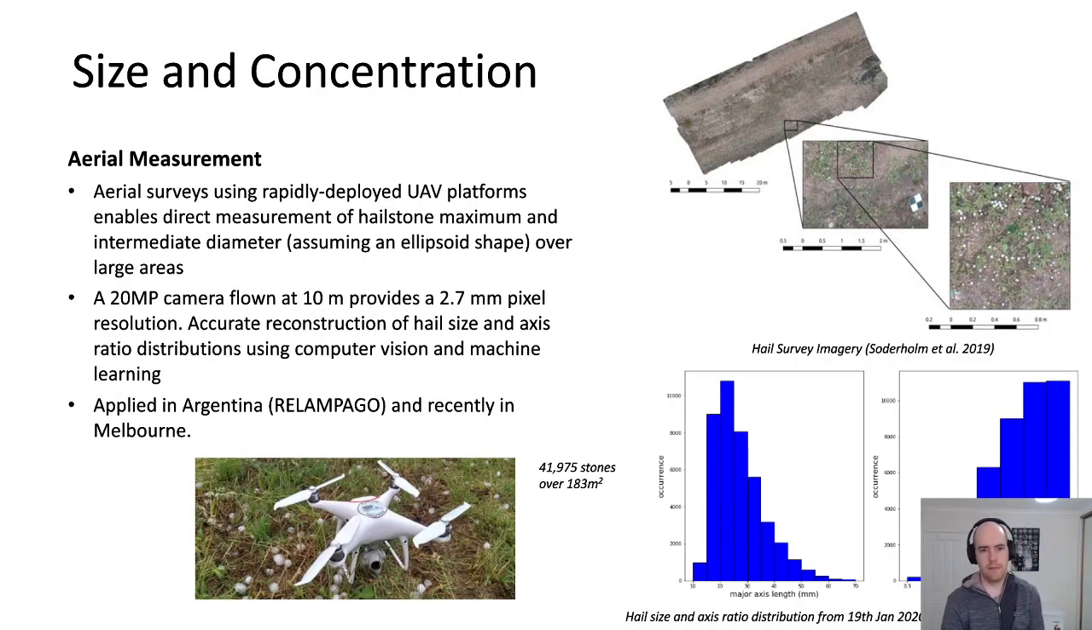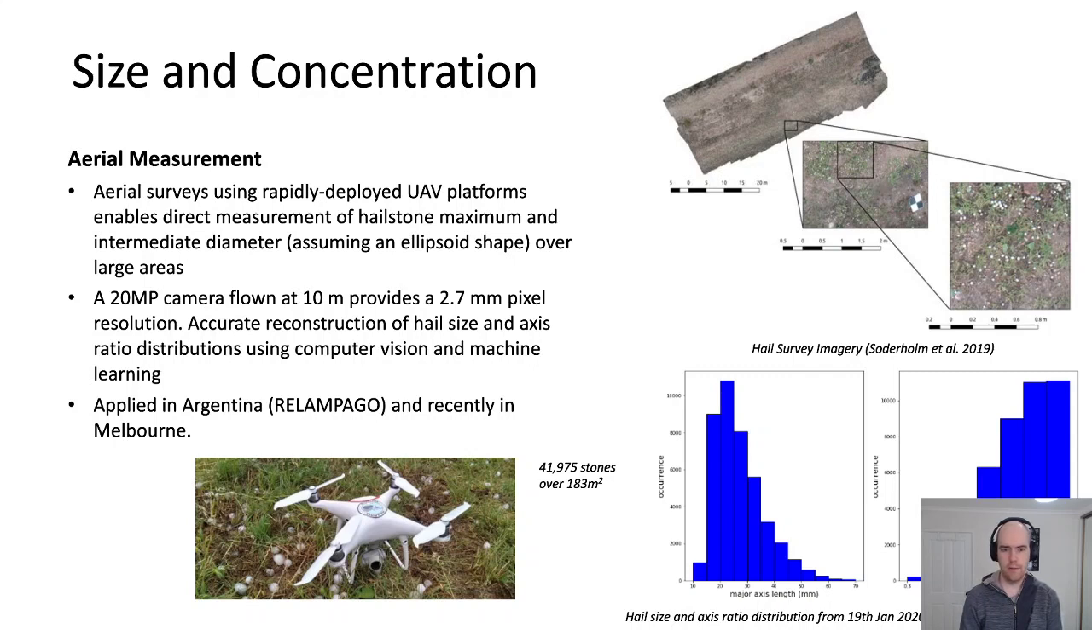The first approach for tackling this problem is to use aerial measurements, a technique which we demonstrated in Relapco in 2018. Using a drone with a 20 megapixel camera flown from 10 millimeters, we're able to capture very high resolution imagery, approximately a 2.7 millimeter pixel resolution, over several hundreds of square kilometers. This enables us to sample, in some cases, tens of thousands of hailstones.